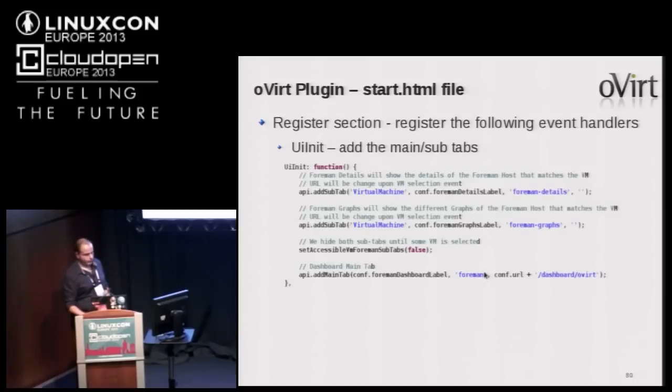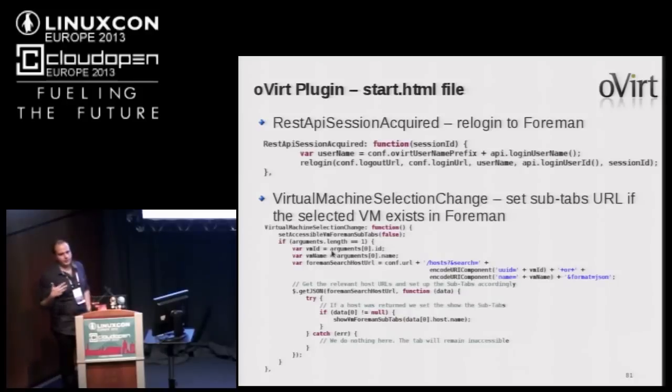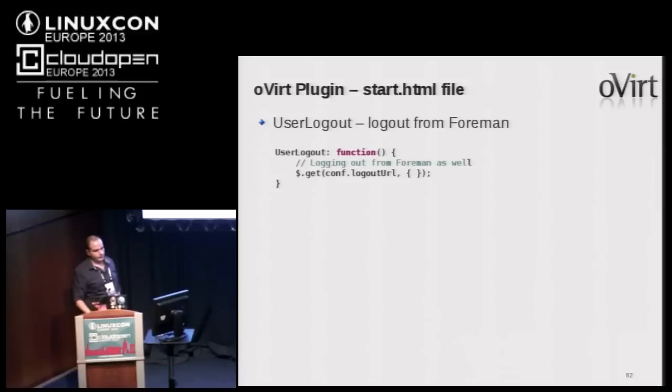And in the virtual machine selected change event, what I did here is I checked whether one VM is selected or more, and if one VM was selected, I reached Foreman to check whether it is aware of this VM or not, because the VM can be, perhaps, created not through Foreman. So if it's created through Foreman and Foreman is aware of it, then I will show the subtabs. If it's not created through Foreman, then the subtabs won't be visible. And when the user logs out, in the user logout event, I also log out from Foreman.